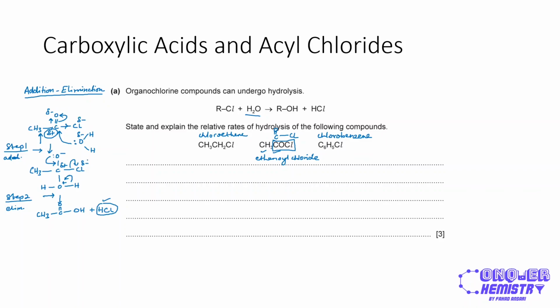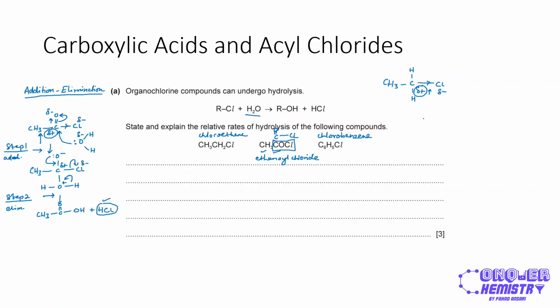Now what about the other two? So chloroethane is going to be next in line. The reason is that the carbon over here that is partial positive, that will be attracting the nucleophile, is bonded to just one electronegative atom, which is chlorine, and so this partial positive will not be as great as in the acyl chloride, where the carbon is bonded to not one but two electronegative atoms, and so it will not attract the nucleophile that much towards itself.